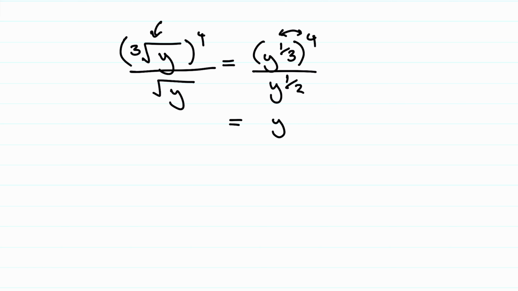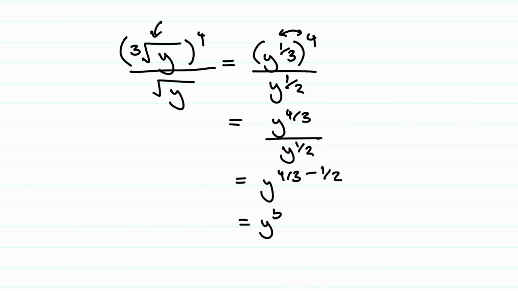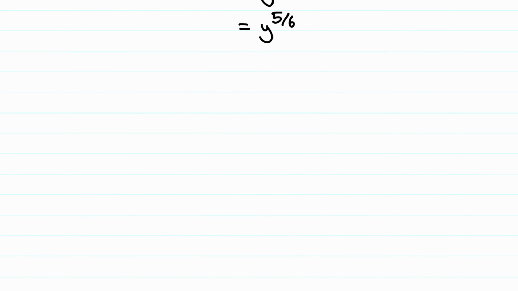So now we can use our multiplicative law here for indices. So we could write this as y to the 4 over 3 divided by y to the half. At which point you should now see that we have two numbers with the same base being divided. So we now subtract the power of the one on the denominator from the one on the numerator. So we'd have y to the 4 over 3 minus a half, which should give you y to the 5 over 6.